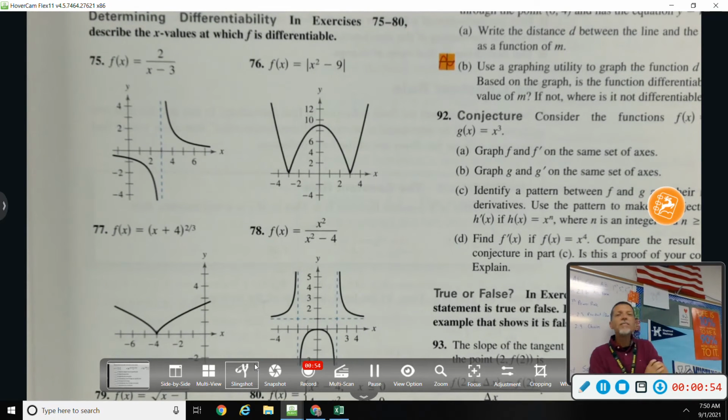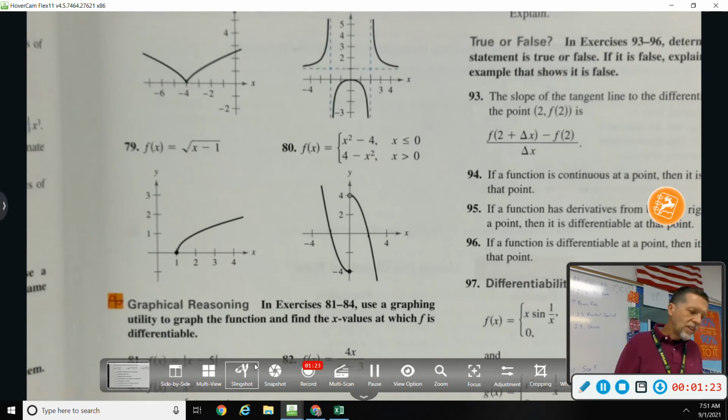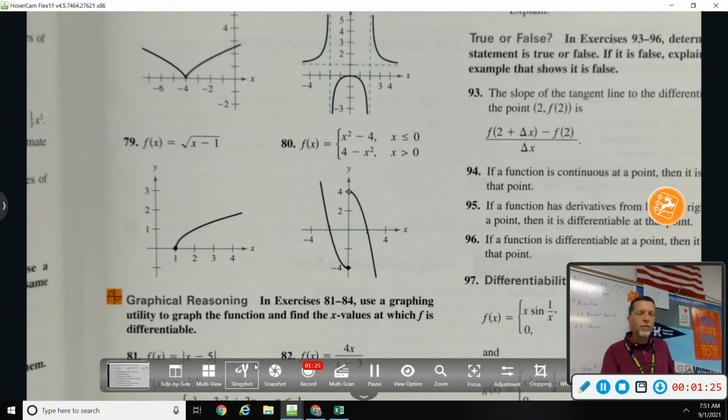So 75, I think you know the answer. Let's kind of answer the opposite question. Where can I not take a derivative on number 75? X equals 3. Why not? There's no function there. The derivative is the slope at a point, but if the point's not there, then there's nothing to... So at x equals 3, there's no derivative for 75. So I guess the official answer then would be all real numbers except for 3. All right, good.